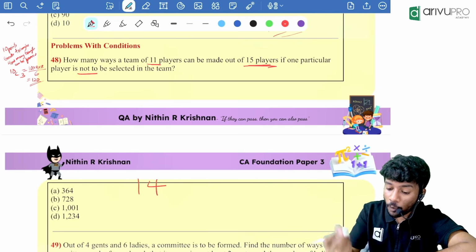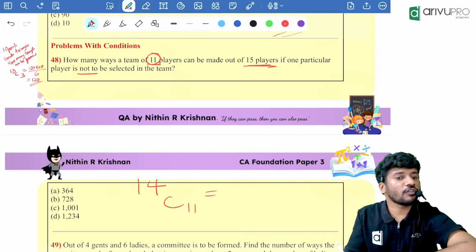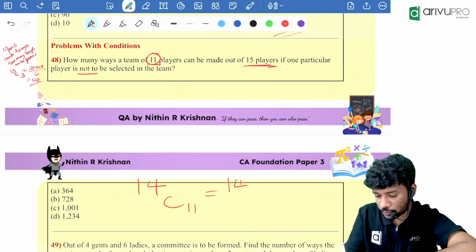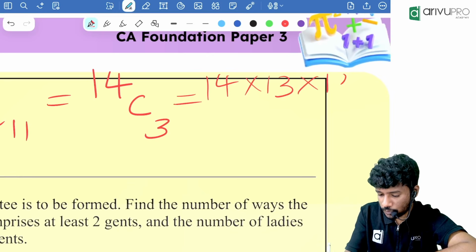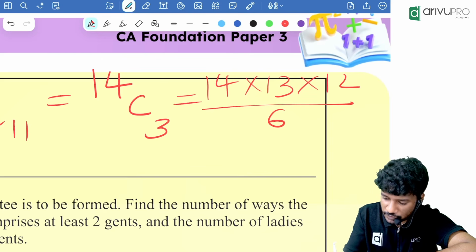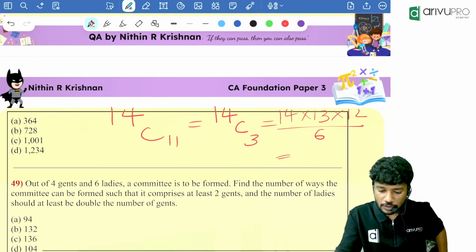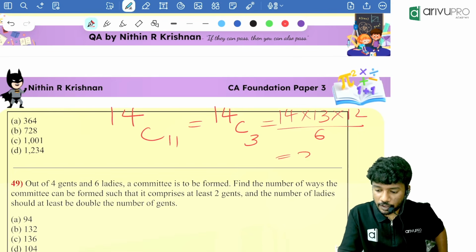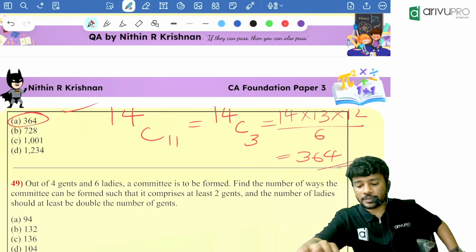From 14, how many should I choose? 11 players. So the answer is 14C11, or I will write it as 14C3, which is equal to how much people? 14 into 13 into 12 divided by 3 factorial. The answer is 364. Yes, option A is your answer. I hope that you understood.